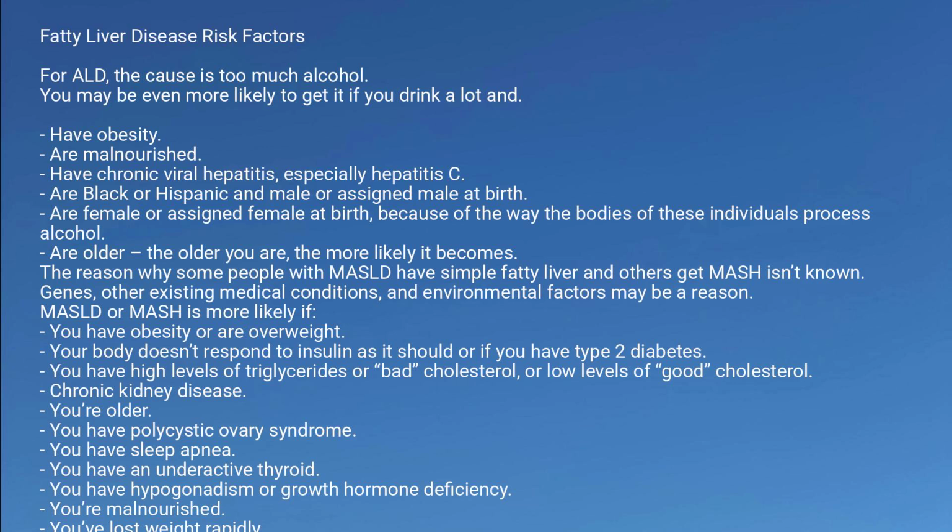You have sleep apnea. You have an underactive thyroid. You have hypogonadism or growth hormone deficiency. You're malnourished. You've lost weight rapidly. You've been exposed to certain toxins and chemicals. You're Hispanic or Asian. You have metabolic syndrome. This is a mix of conditions that make you more likely to get type 2 diabetes and heart disease. With metabolic syndrome, you may have any three of these conditions. Large waist size, high triglycerides or LDL cholesterol, low levels of HDL cholesterol, high blood pressure, high blood sugar.